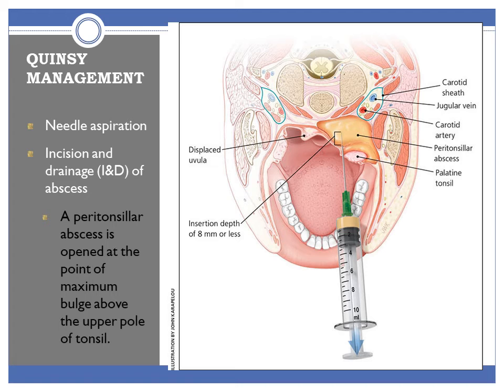In needle aspiration, we usually take a 18 gauge needle which is passed into the abscess directly at the most prominent part of the abscess, and the abscess is aspirated using a syringe.